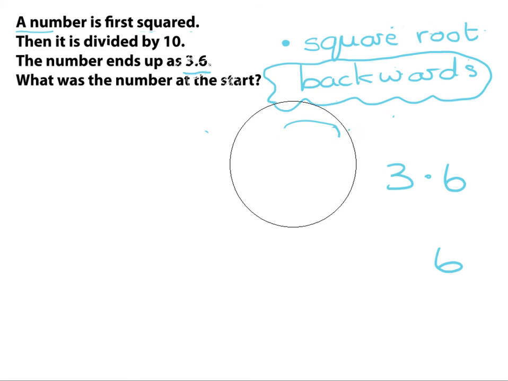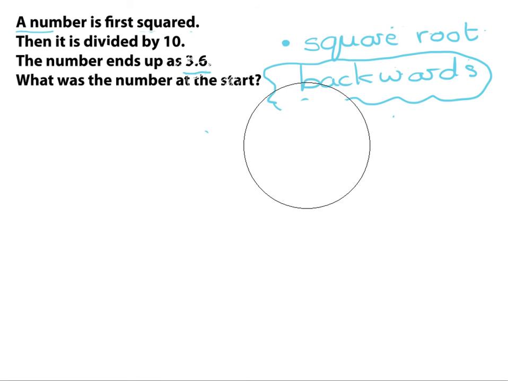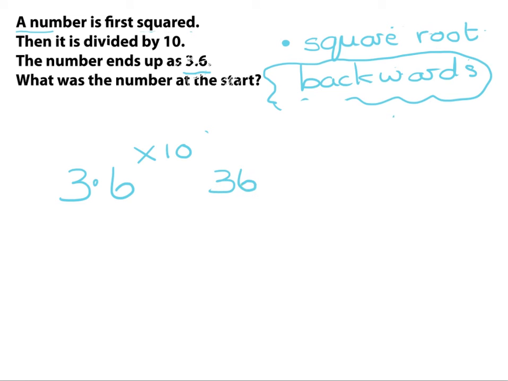It would be nice if you were here with me, because you'd be able to tell me how I was doing it wrong. Let's try. The number ends up as 3.6. Now, it was divided by 10 to get to 3.6. To go backwards, we must multiply it by 10. And we get 36. They got 36 by squaring a number, so we have to do the opposite, and find the square root of the number, 6. And our answer is 6.